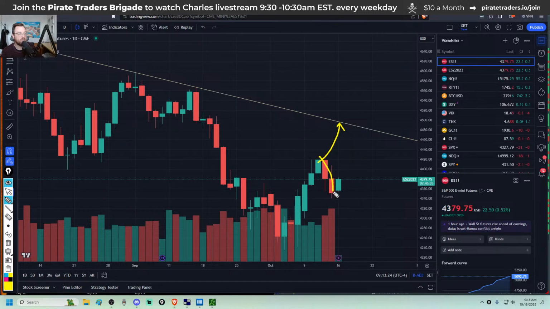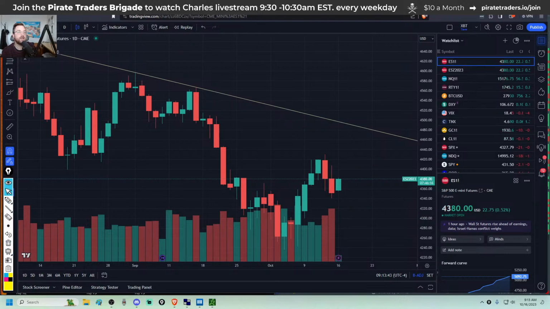Okay. We got a pullback. So the next question is, is this pullback over? When is the momentum down over, or the beginning of the balance up, however you want to look at it, the support that's going to reverse the market back up? Where is that? That is the main focus this morning.